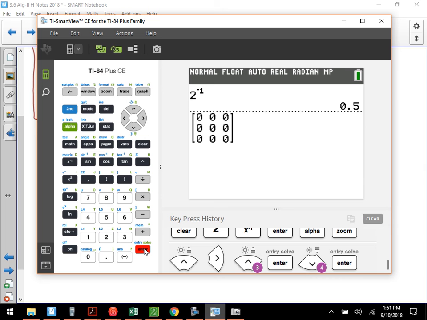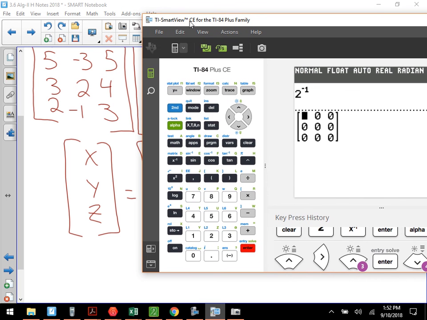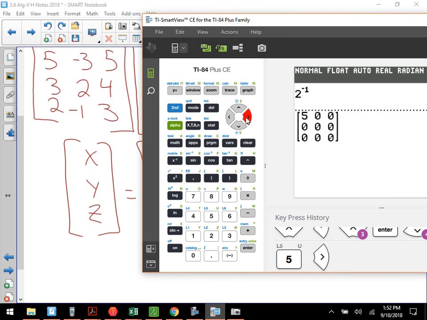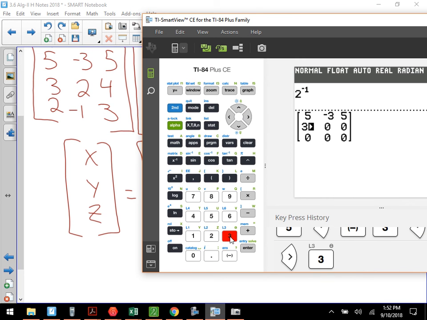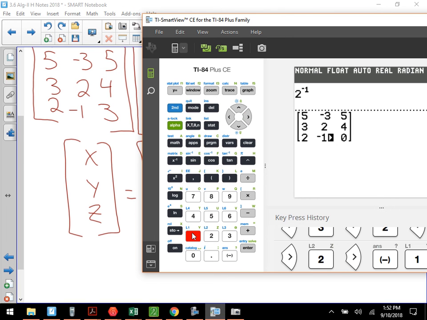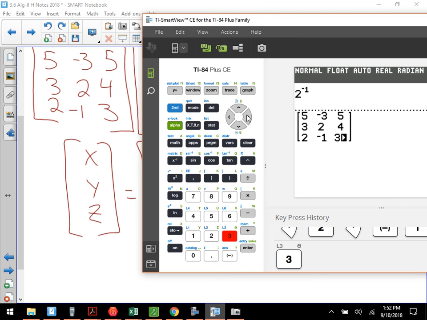So now I'm going to fill in all those coefficients into this. It was 5 right arrow, -3 right arrow, 5 right arrow, 3. See how it automatically jumps down to the next line for you? It's a nice machine. Make sure you hit the negative button, not the minus button when you do those, otherwise you'll get an error.